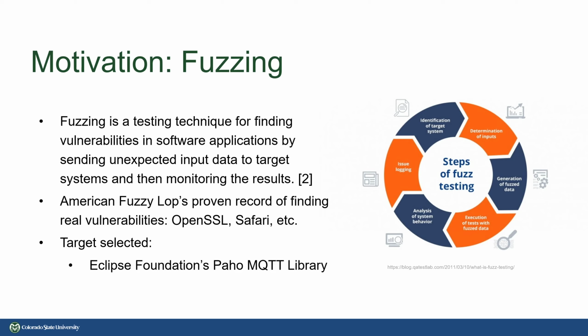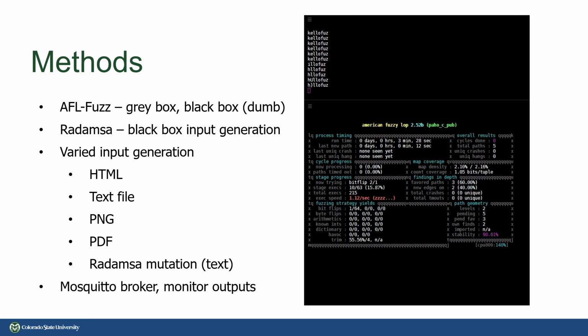And the target I selected was the Eclipse Foundation's Paho MQTT Library, available on GitHub. So my methods were to use AFL-Fuzz in the gray box configuration, which means the software under test has been compiled using AFL, so its code has been instrumented so it can see which branches it's taking and what the statement coverage is, and use that to make its fuzzing more intelligent.